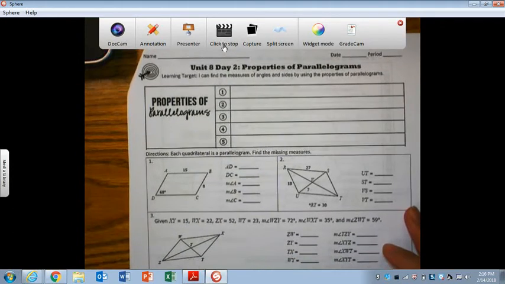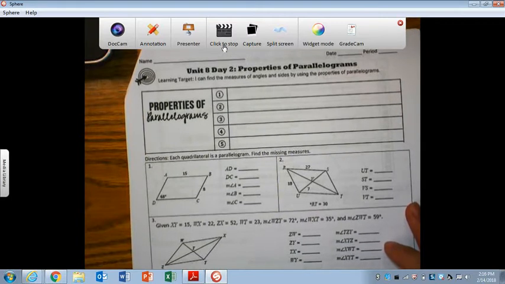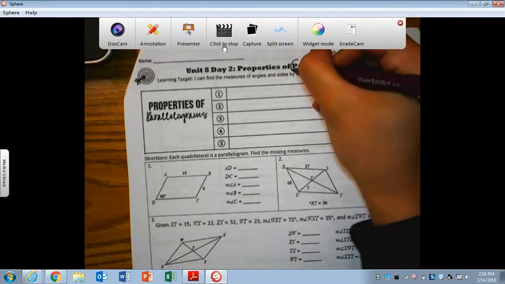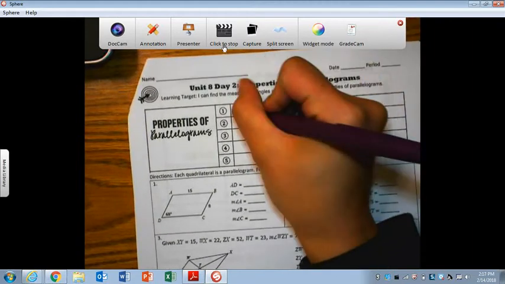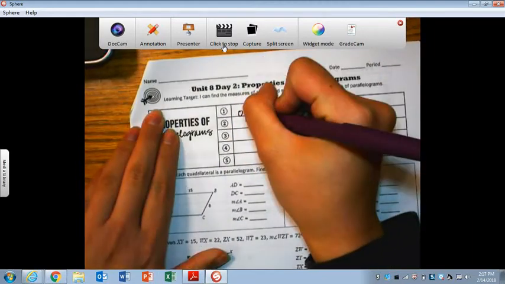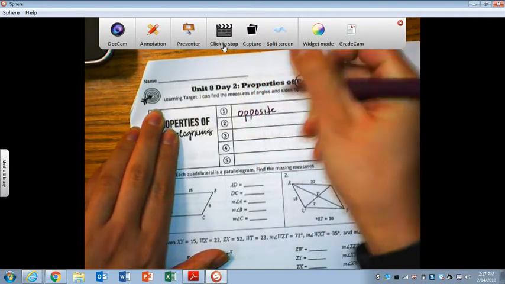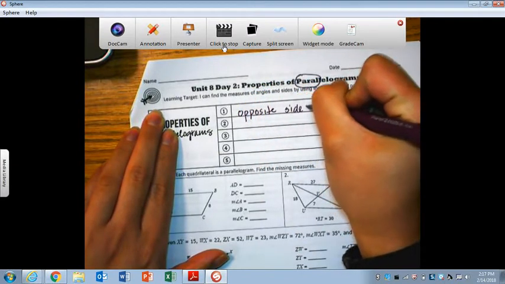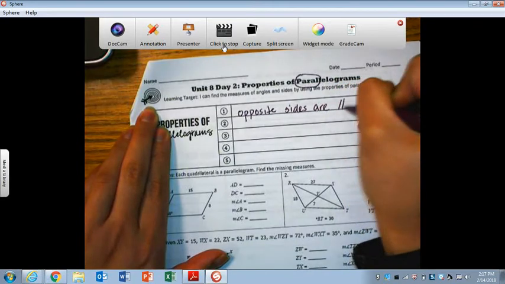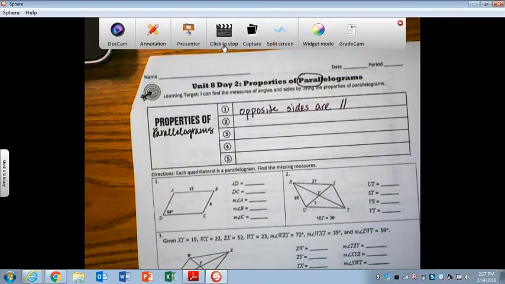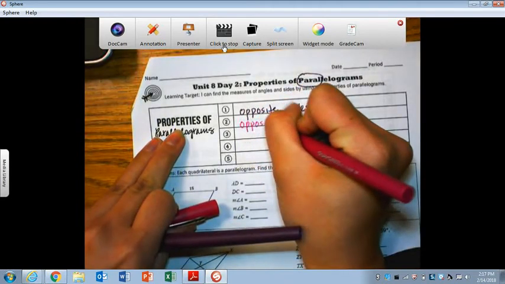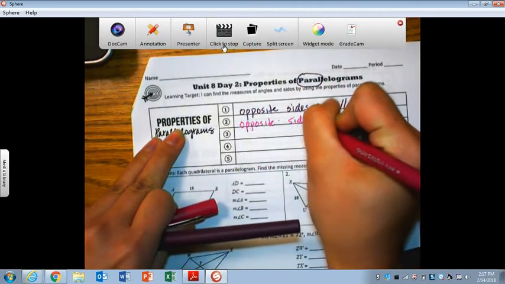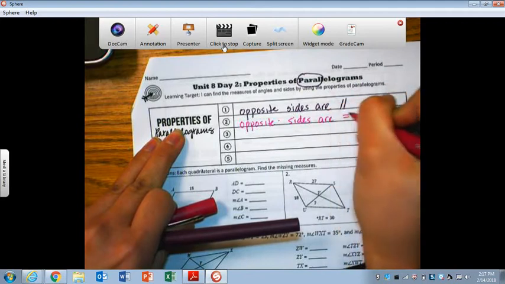Okay, so today we're doing Unit 8, Day 2, Properties of Parallelograms. Let's start off with the properties. Again, the key thing here is the word parallel for parallelograms. Okay, opposite sides are parallel. So that's the first thing. Next thing, opposite sides are congruent.